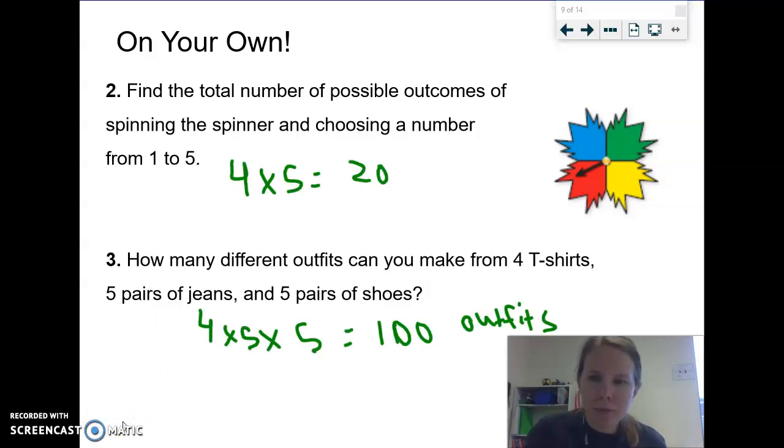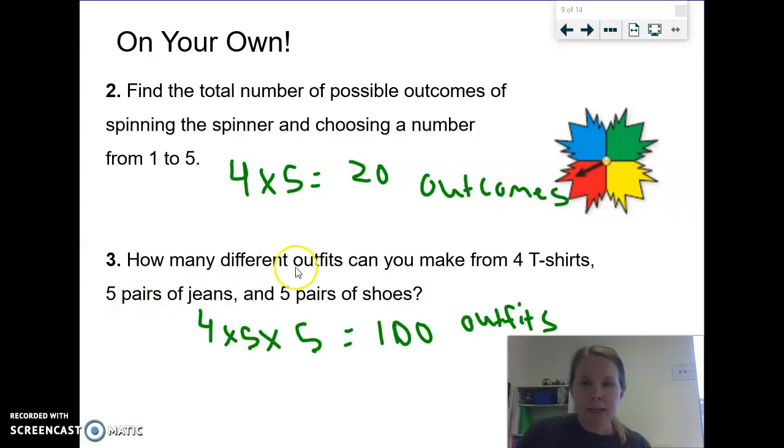All right, welcome on back. So for number 2 here, you needed to find the total amount of outcomes you can have from spinning the spinner and choosing a number 1 through 5. When you spin the spinner, there's 4 different sections, so that's why I have a 4 here. And then choosing a number 1 through 5, that's 5 different choices. So I just multiply the 4 times the 5, and you have 20 different outcomes.